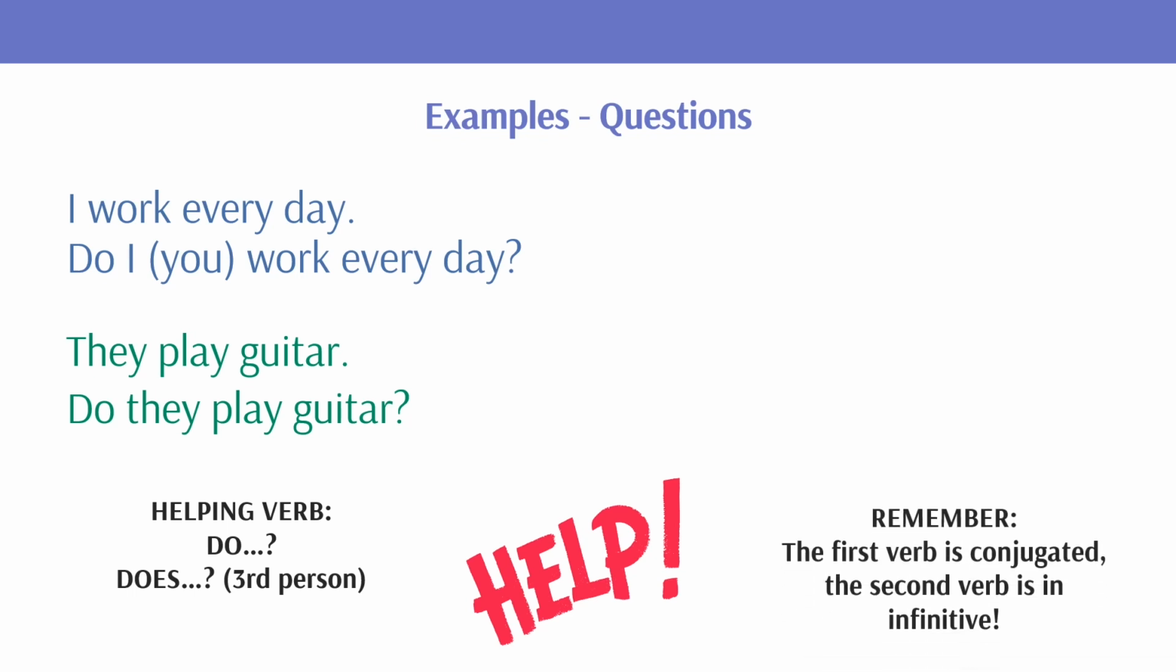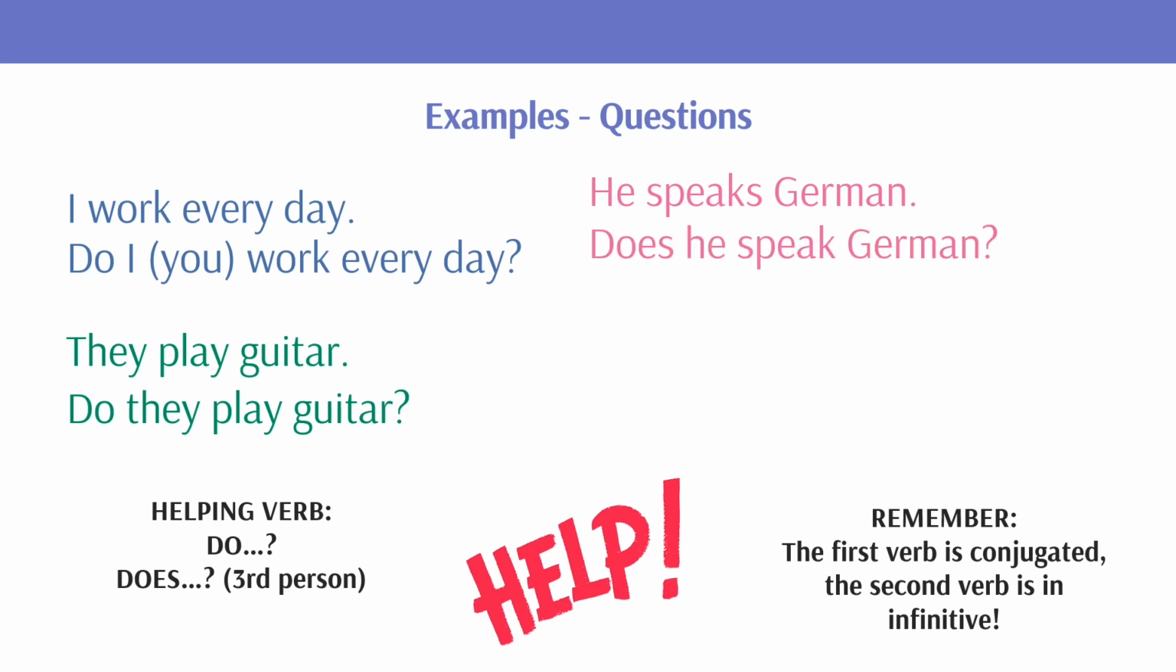Remember, das erste Verb ist konjugiert. Das zweite steht im Infinitiv. He speaks German. Does he speak German? He, she, it. Es geht mit. She goes to work on Saturdays. Does she go to work on Saturdays?